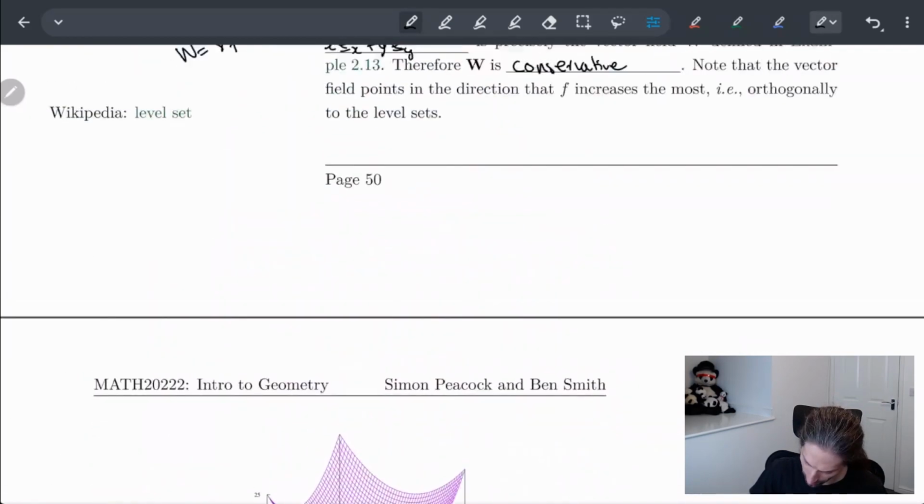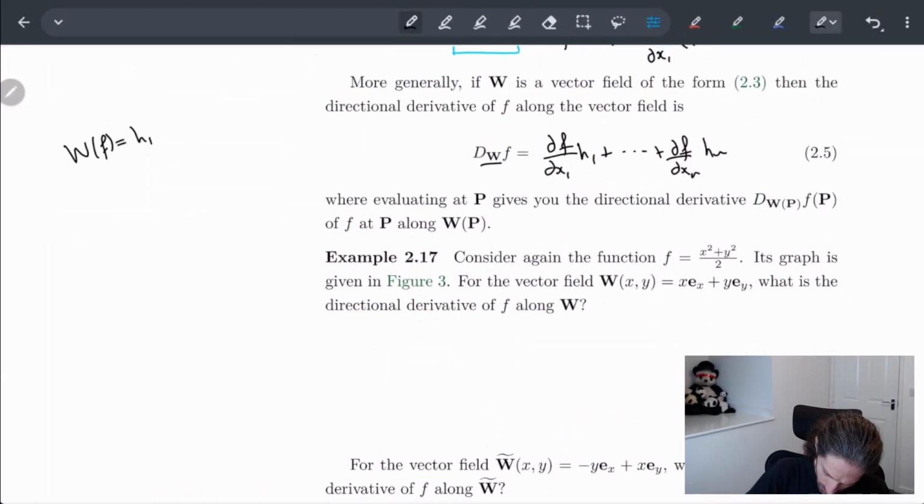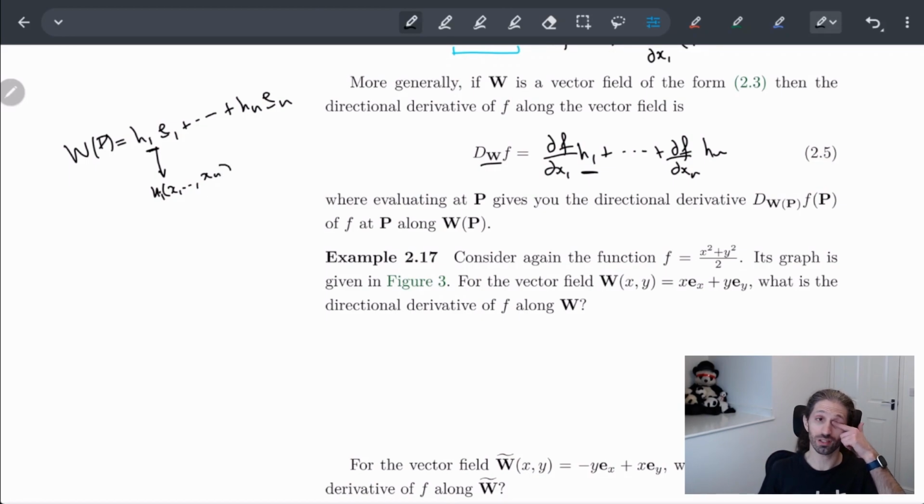Did I do it w of f or just w? Oh, w of p, sorry. I was like, wait, this feels wrong. W of p? Yeah, because this is h1 e1 all the way up to hn en. So here, since we're doing the dot product, this h is really encapsulating h1 of x1 to xn. I'm shortening the notation a little to have it fit, but in essence, this is h1 evaluated at p.